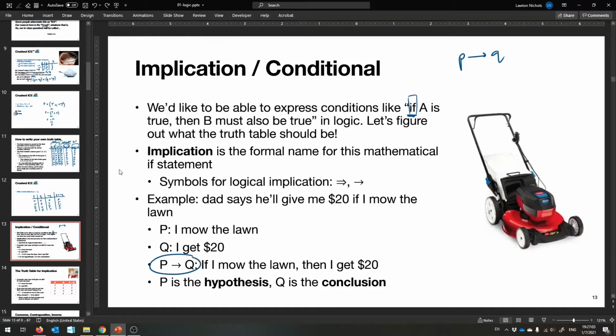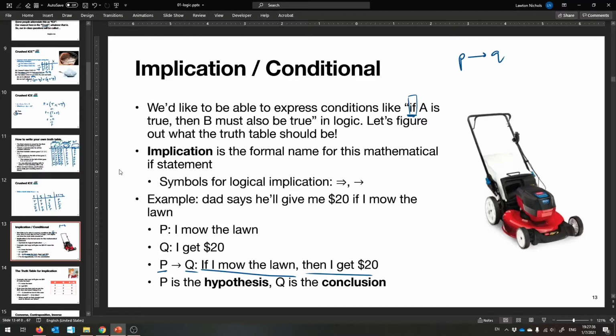So what I'd like to express in logic is P arrow Q, because that's what Dad is telling me, and we want this to be true. He is promising this, so this statement must be true. P implies Q. If P, then Q. If I mow the lawn, then I must get $20. Okay? So P is called the hypothesis, because that's what I want. In a perfect world, I will have mowed the lawn. And the conclusion is what comes from the hypothesis, what is implied by the hypothesis. So that's the I get $20 bit.